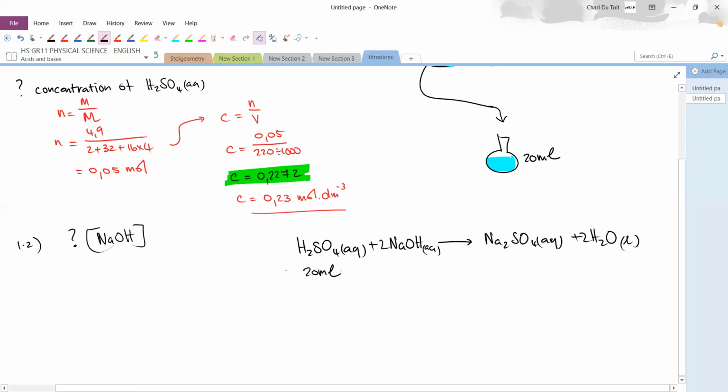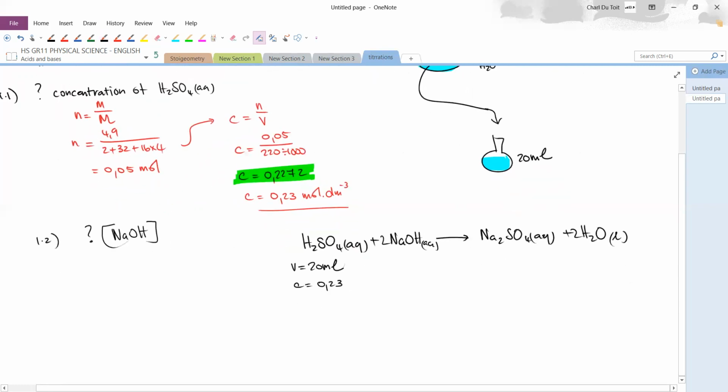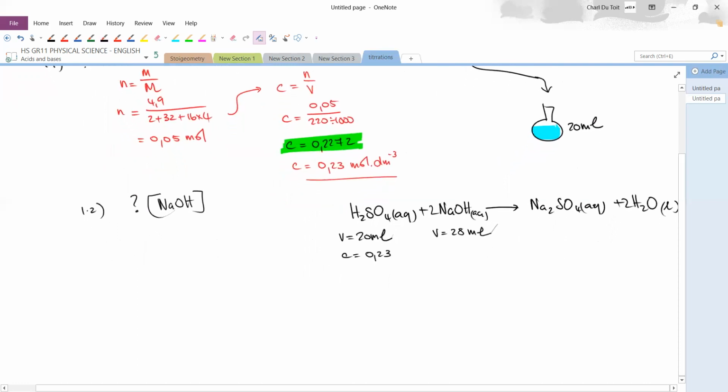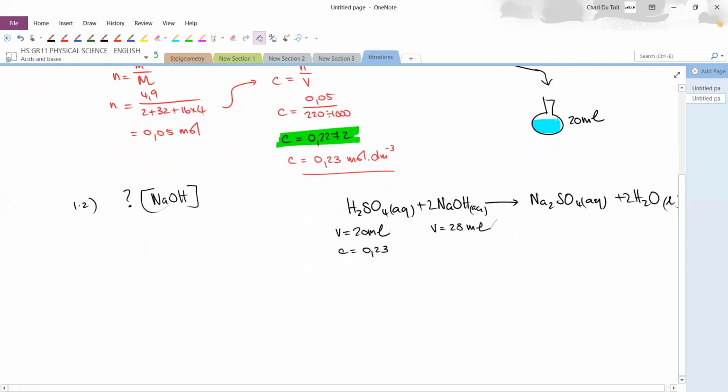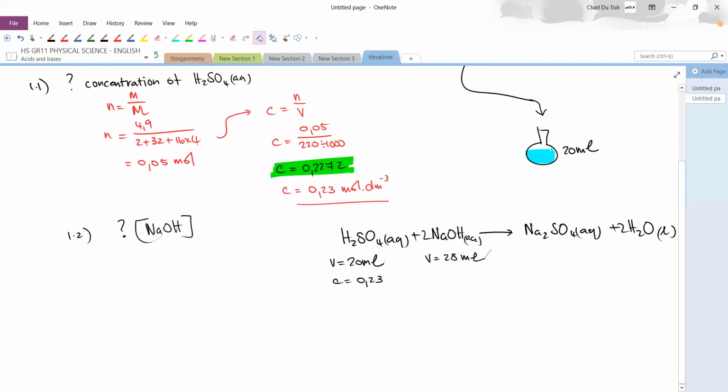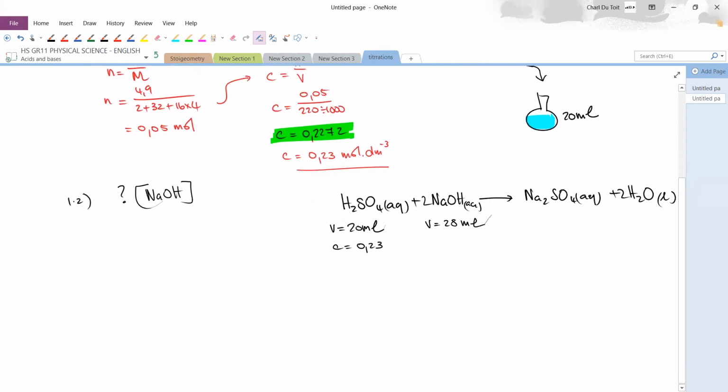and the concentration, so the volume is that, and the concentration was 0.23. And I've got the volume of sodium hydroxide, it's 28 milliliters. Also, do we also have the moles of the sulfuric acid? Yeah, okay, you can use any method. I'm going to show you two ways you can think of doing this.